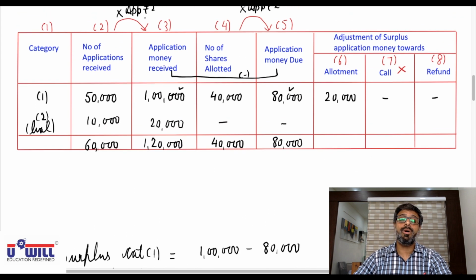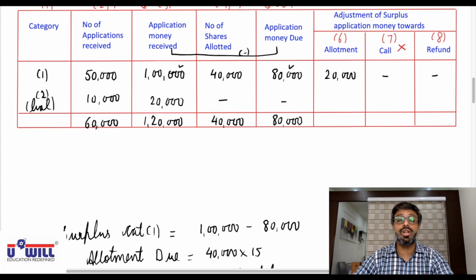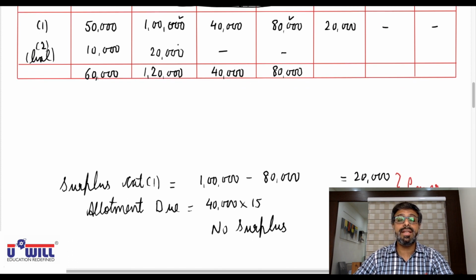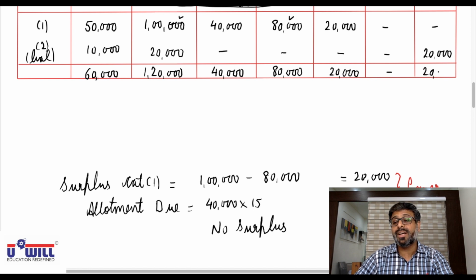Okay. Now, I have been telling you this in past questions also. This 20,000 of the second category we have to refund entirely because no shares are allotted. So 20,000 adjusted with allotment, nothing with call, 20,000 refunded.